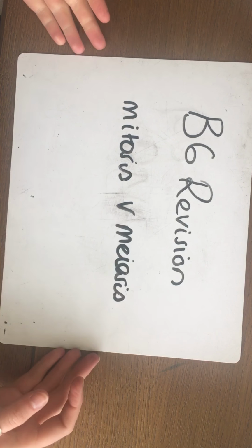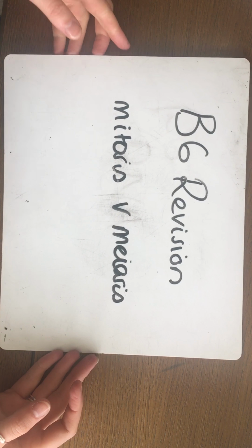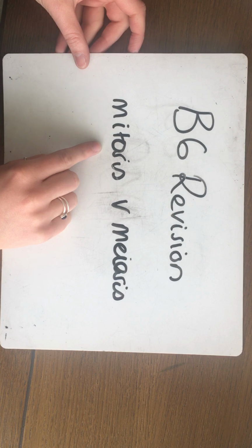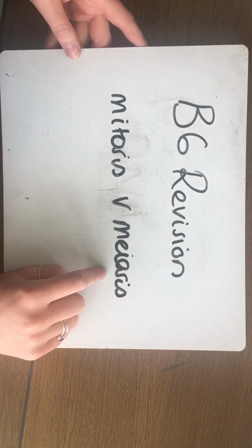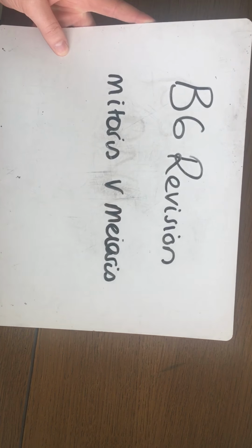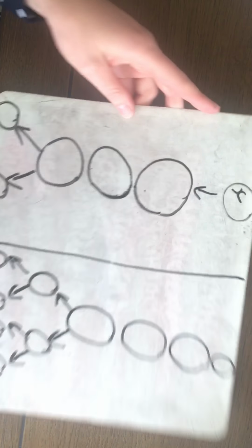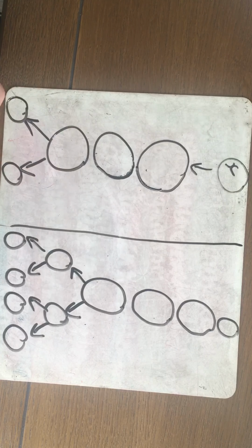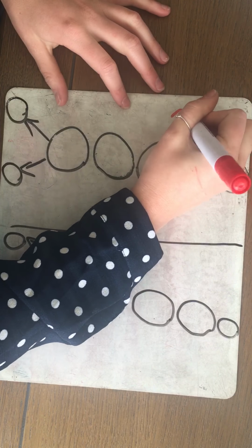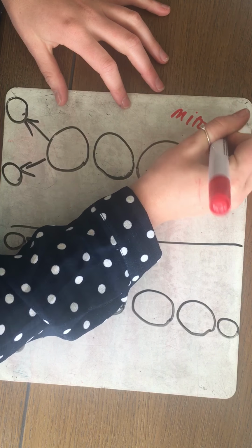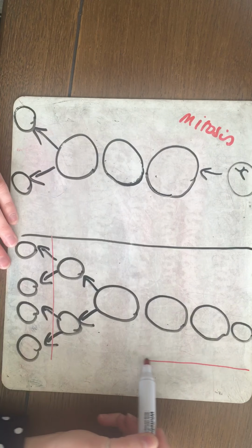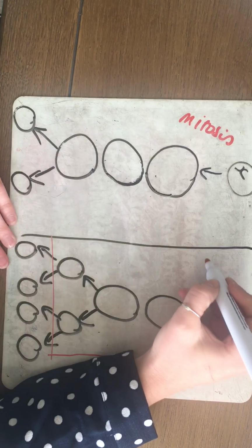This is a B6 revision video on mitosis and meiosis. Now mitosis is in B1, but meiosis is B6, and they can ask you to compare them. So, to start with, you may have seen these diagrams before. Okay, so this one here is mitosis. Now meiosis is identical to mitosis up to a point.